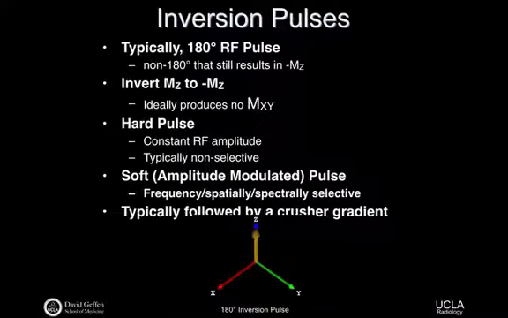We'll typically have to follow this with what's called a crusher gradient. I said we ideally produce no MXY. We'll invariably produce some, and applying a so-called crusher gradient will effectively destroy the transverse magnetization after that RF pulse. This will be more meaningful and important later. If we just look at an example of what the inversion pulse does, it literally just tips the magnetization by 180 degrees. Again, RF phase here is zero. I'm tipping all the way past 90 plus another 90, and I can invert my magnetization.